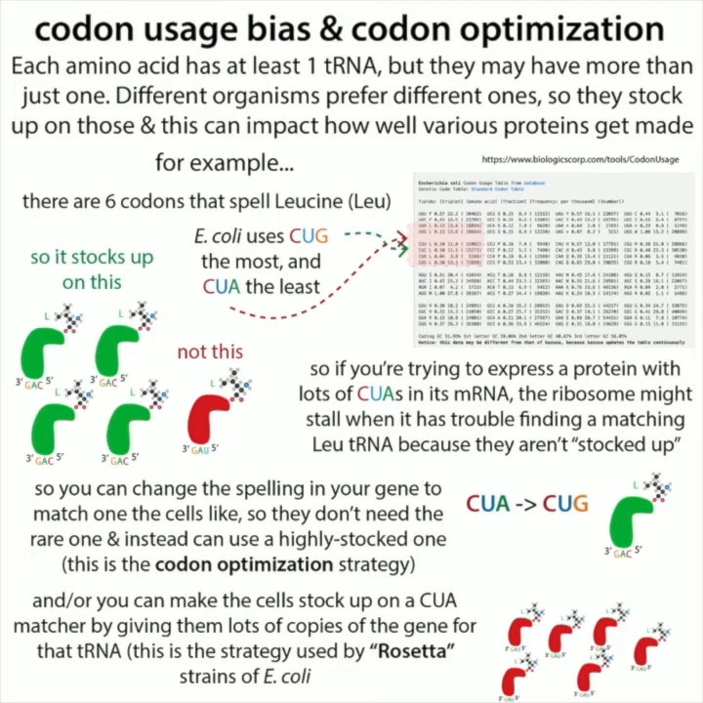Of course, you can send it to companies that can do this, but it can be expensive, and so an alternative is to change the bacteria. Use something like a Rosetta strain of E. coli that has extra copies of the rare tRNAs. So you change the bacteria's tRNA composition to help.